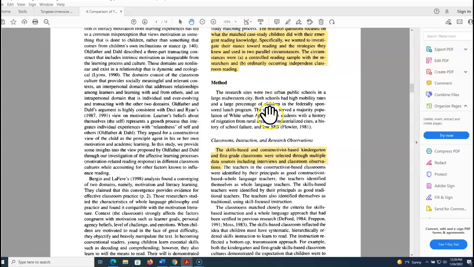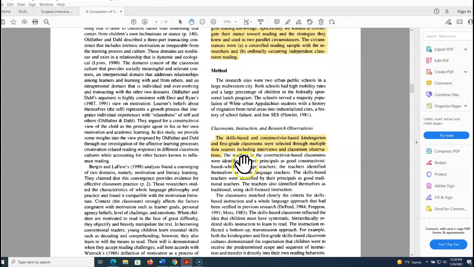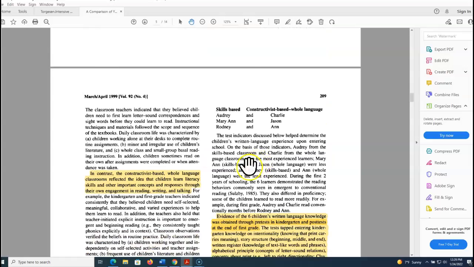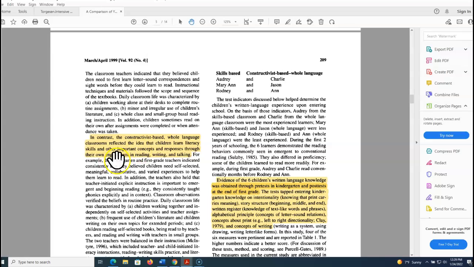So the method, or sometimes it's called methodology, tells me how they're going about things. And this tells a little bit about the classroom, skills-based and constructivist, first grade and kindergarten, all right, how they were selected. It tells me a little bit about how they are selected. Now in research, when you're reading research, whether it's qualitative, quantitative, or something like this, this is kind of a mixture of both.